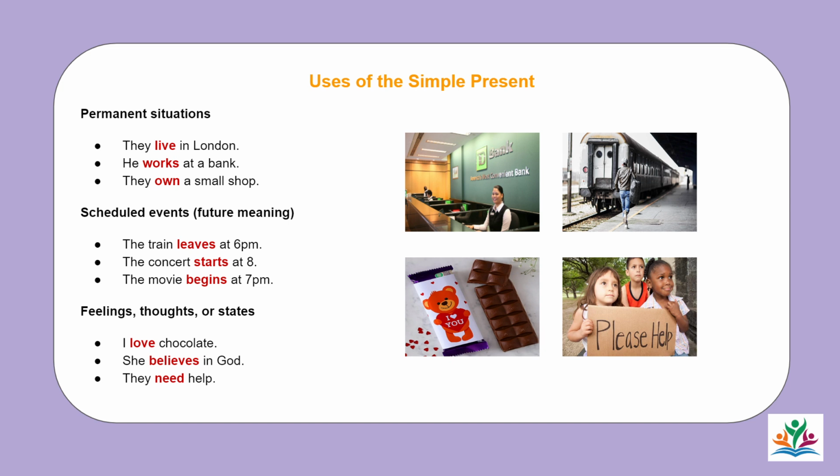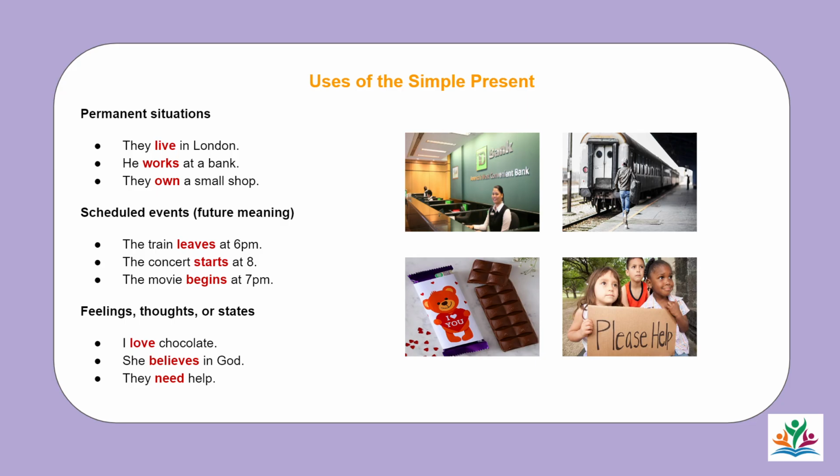Some other examples when we are talking about permanent situations. For example, they live in London, or he works at a bank, or they own a small shop. This is something not changeable, permanent. We can use it also when we are talking about scheduled events. For example, the train leaves at 6 p.m. or the concert starts at 8 or the movie begins at 7 p.m.